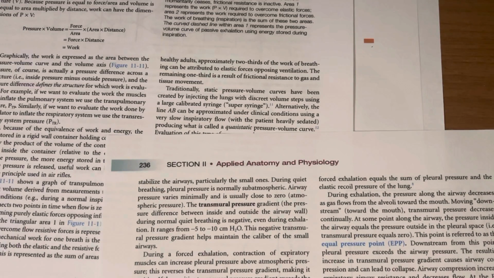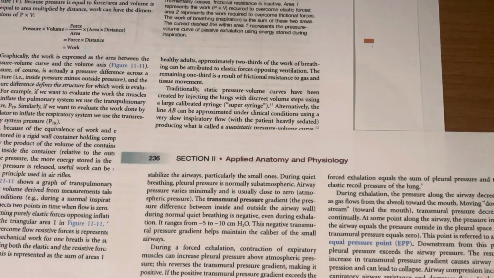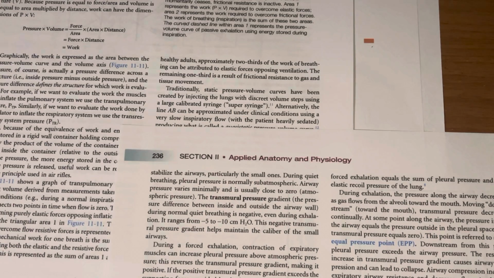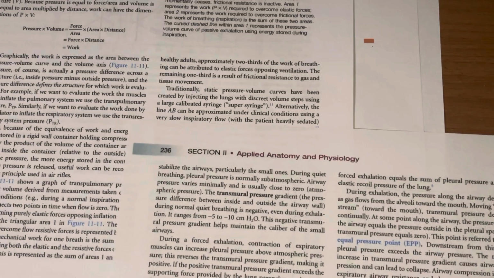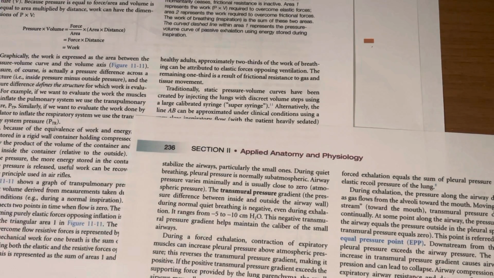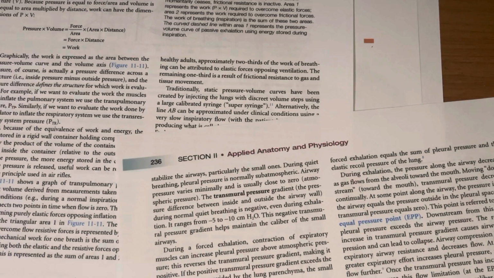pleural pressure is normally subatmospheric. So the pressure in your lungs, the pleural pressure, is normally subatmospheric, meaning it's below atmospheric. And we know that atmospheric pressure is 760 millimeters of mercury or 0 centimeters of water. But in the pleural space, it's subatmospheric. It's below that. That's why it creates the pressure for the air to go in and out of your lung.